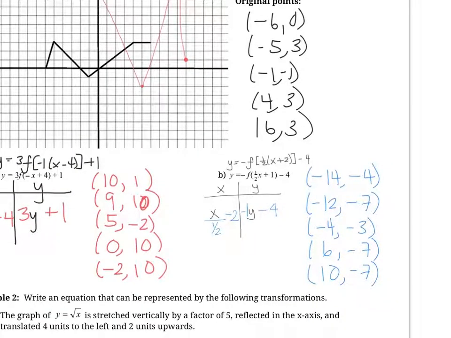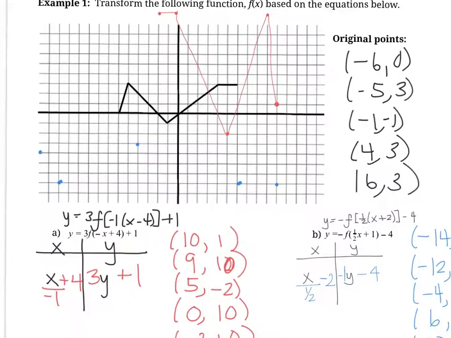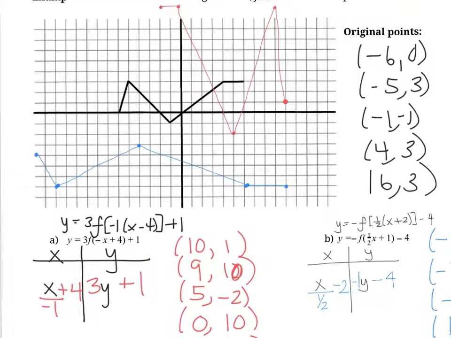Okay, so these should be your final points here. We've taken all of the original x-coordinates and put them through these transformations. We've taken all these y-coordinates and put them through these transformations. Here are our final points. So now let's quickly graph it on the grid over here and connect the dots. Now that we have our points graphed, let's connect them. And you'll get a graph that should look something like this.